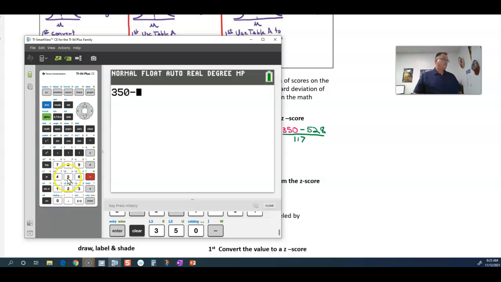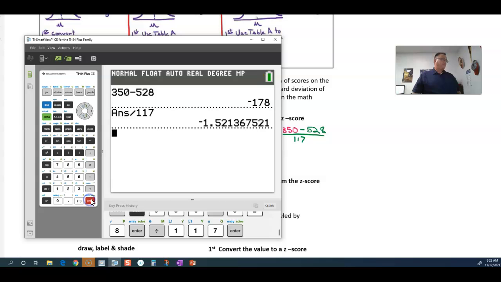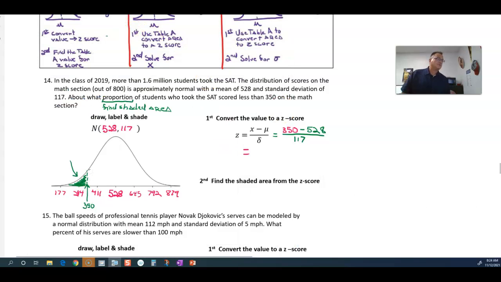So I do that on my calculator. 350 take away 528 divided by 117. Okay, and you go out to two places, so 1.521 would go to just 1.52. So negative 1.52 is my z-score.